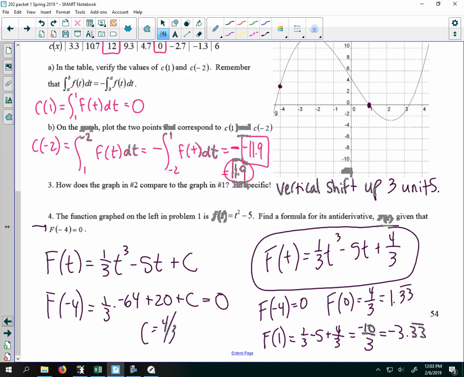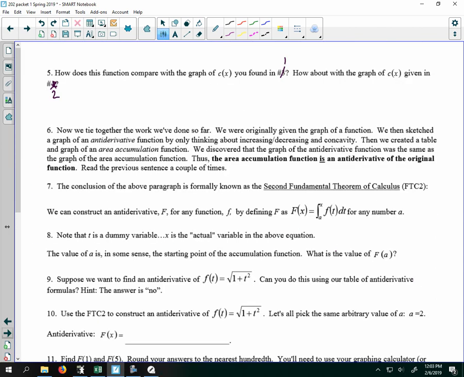So I think that the formula that we just came up with is the exact same function as the graph of c of x from number 1, and it's a vertical shift of the graph in number 2. So capital F is the same as number 1 and a vertical shift of number 2.